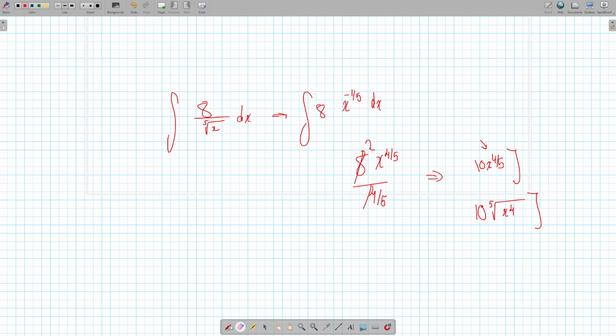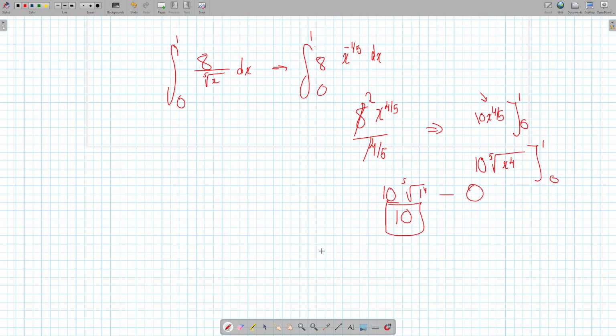Okay, type from 1 until 0, whatever. Okay, so now you substitute. You get the 5th root of 1 to the power 4, minus, obviously when you substitute you get 0. So you're going to get 10. So your answer, if this was in a written part, you say the integral converges at 10. Simple as. So easy.